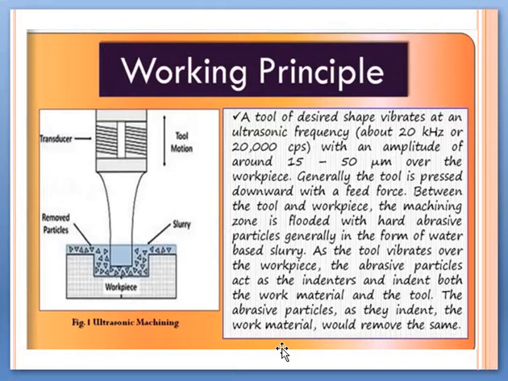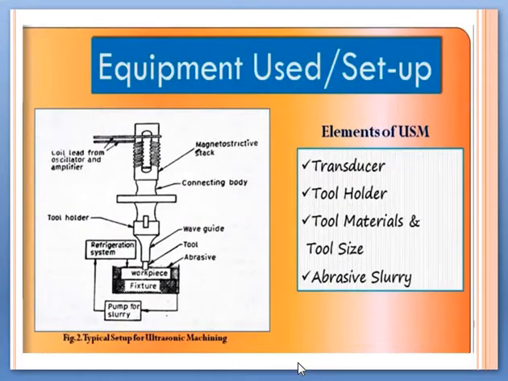As the tool vibrates over the workpiece, abrasive particles act as indenters and indent both the work material and the tool. The abrasive particles, as they indent the work material, remove it. That means, because abrasive particles are sharp particles, they may cause removal of material from the workpiece as well as from the tool because of the indentation. This is the working principle of ultrasonic machining.